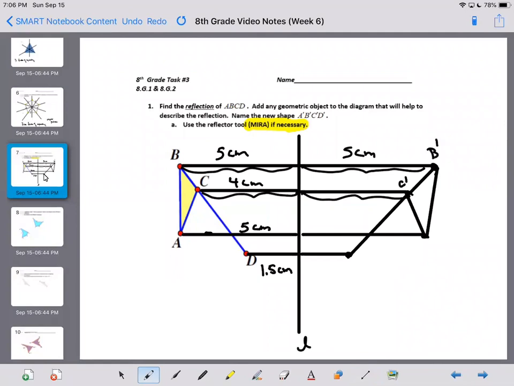Notice I'm using the word prime at the end. Prime just means that there is a change from the pre-image to the image. So this would be A prime, and this would be D prime. So that distance here from the line L to the left, I need to see the same distance of 5 centimeters to A prime. I need to see the same distance of 4 centimeters to C prime. And I would need to see the same distance of 1.5 centimeters from that line to D prime.